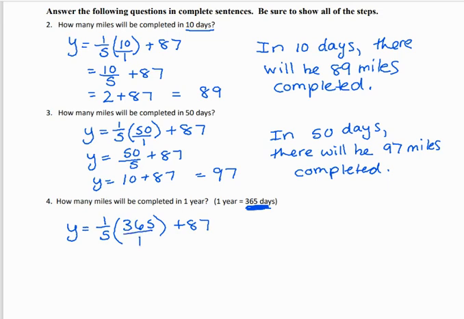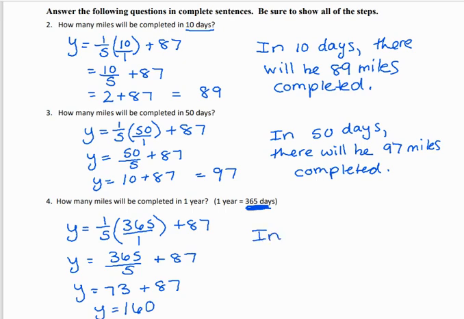We can put that all over 1 and we multiply across. So we get 365 over 5 plus 87. Okay, again, some of you may have already done this. Otherwise, if you didn't, make sure you're copying along. And then we reduce that. 365 divided by 5, if you use your calculator, gives me 73. And then we add the 87 miles that are already completed. So 73 plus 87 gives me a grand total of 160.